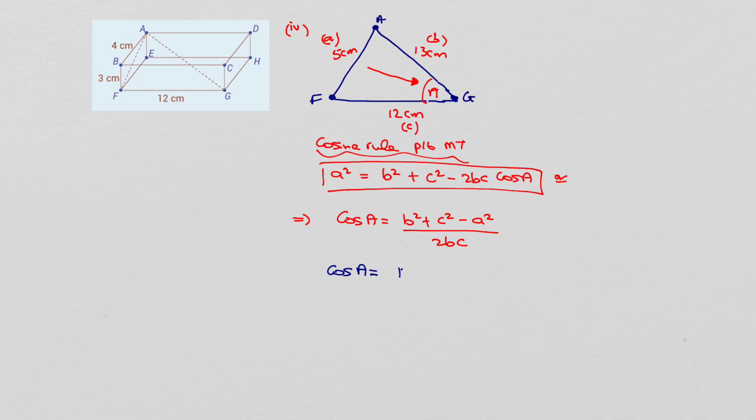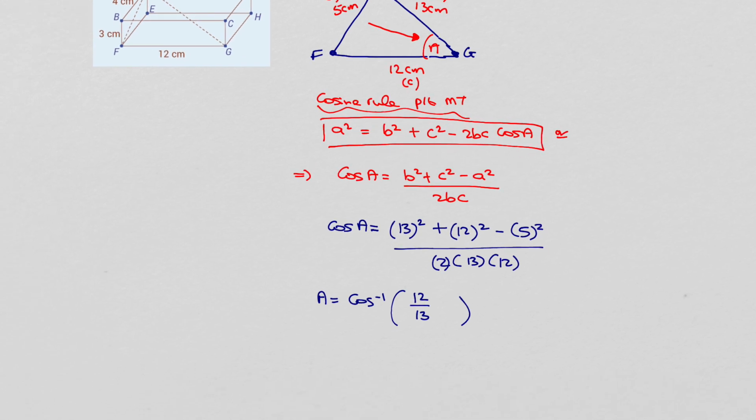Okay, so we have B squared is 13 squared, C squared is 12 squared, minus A squared, that's going to be 5 squared, and that's over 2 multiplied by B multiplied by C. And then to get A on its own, we're going to get cos inverse of that ratio. So let's simplify that ratio. So that gives us 12 over 13.